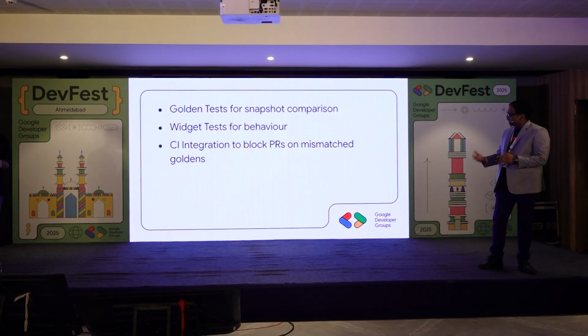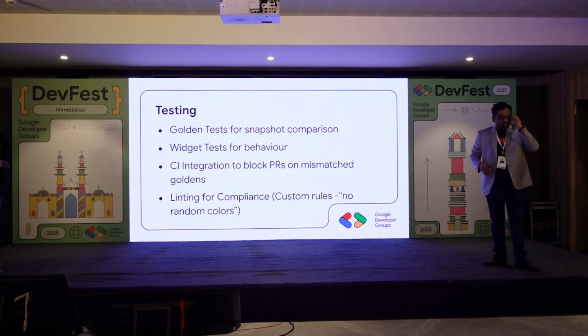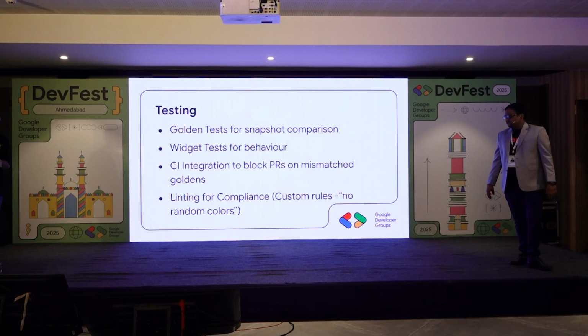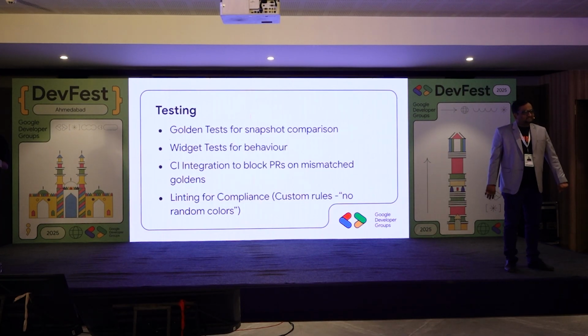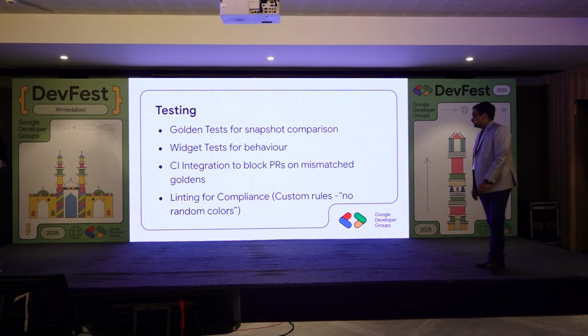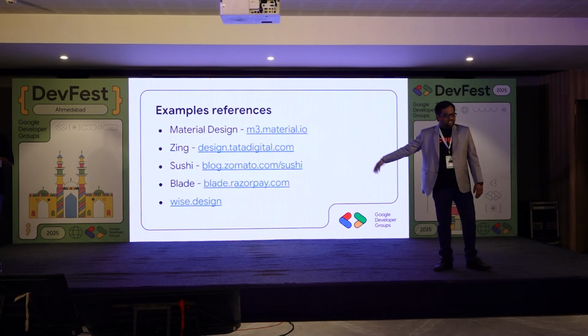And most important, the fourth one, lint. Right? That there should be no random colors, use only tokens, until then CI should not pass. You can write your own lint. Right, next. So these are the examples which I have taken.